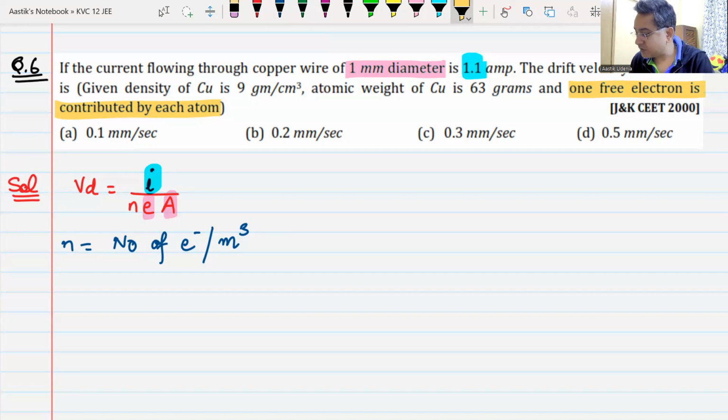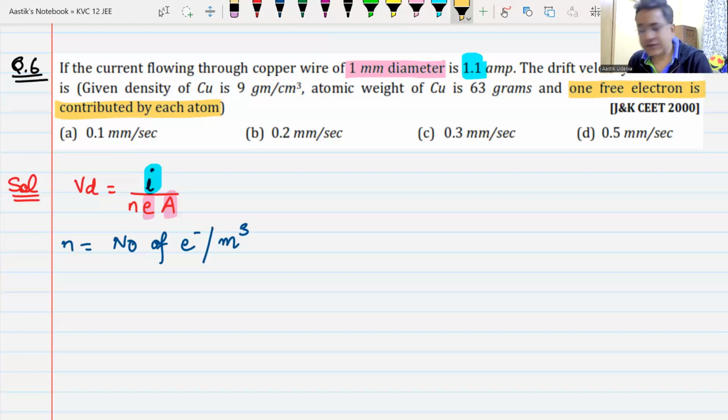So we have to find out what? How many atoms are present in 1 meter cube? If we can find out how many atoms are present in 1 meter cube, we will find out how many electrons, free electrons, are present in 1 meter cube. Yes or no? Do we understand this? Yes, sir. That's it. That's what you need to calculate.